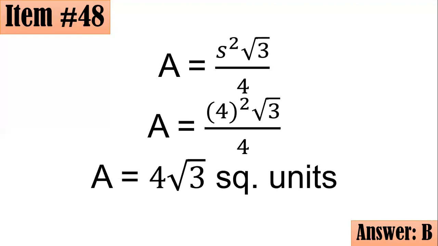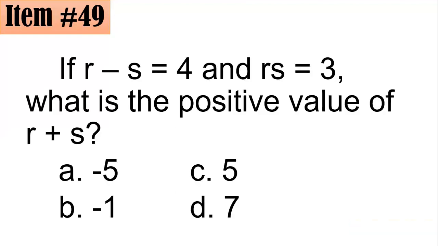I hope you got it. Let's move on to 49. If R minus S equals 4 and RS equals 3, what is the positive value of R plus S? Is it -5, -1, 5, or 7? Of course, since we are talking about positive value of R plus S, automatically A and B do not qualify here. But is it 5 or 7? Or is it really there?